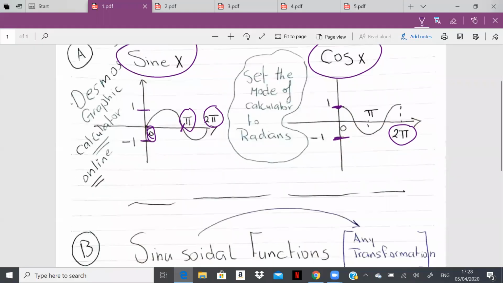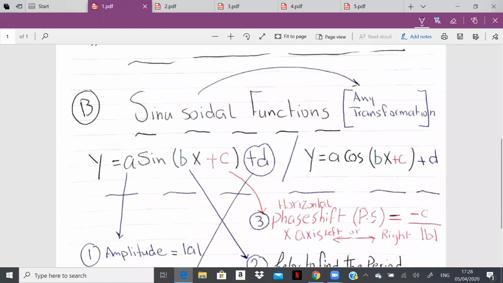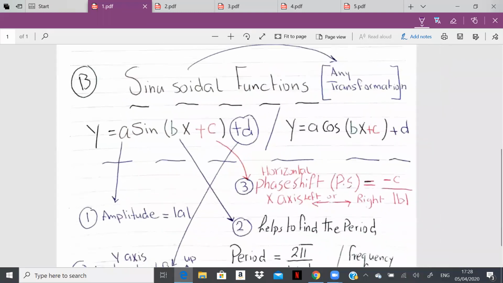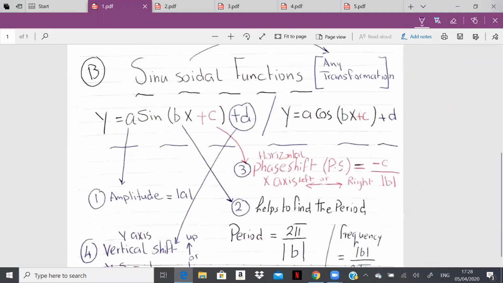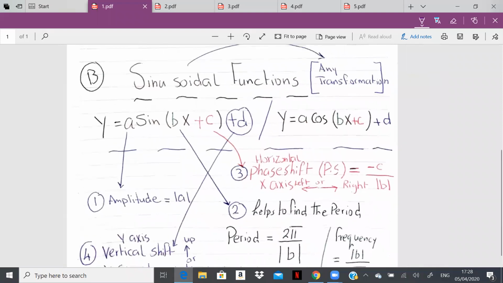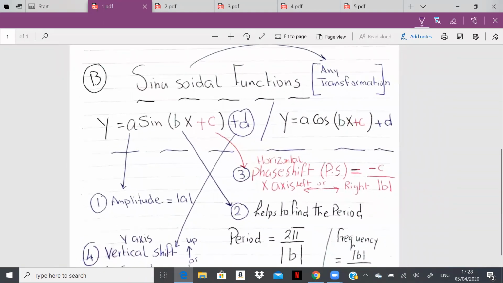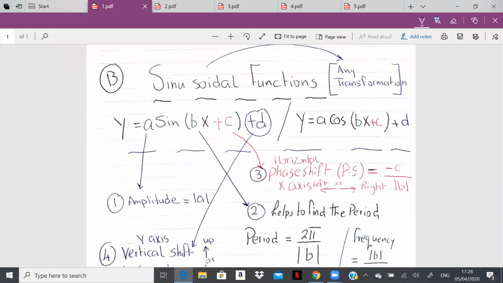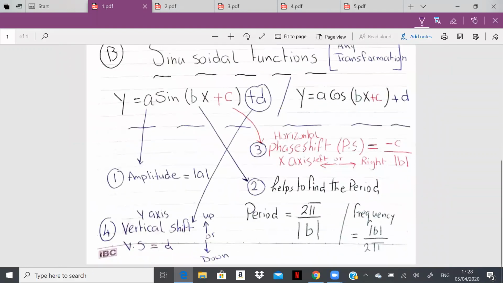We're going to complete section B, which is the sinusoidal functions and their transformations. What is the meaning of transformations? Up, down, left, right, reflected. Up and down on the y-axis is the vertical shift. What about phase shift? It's right or left.